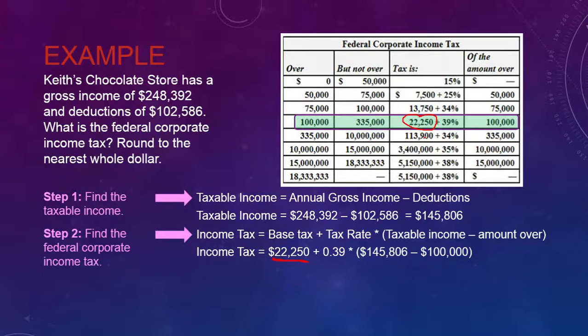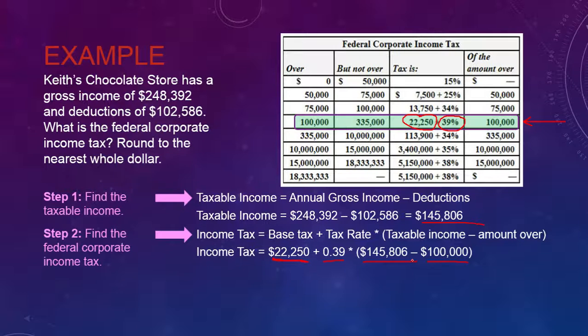The next step is converting the 39%. So 39% converted is 0.39 times the taxable income minus amount over. So look at what it says the amount over is. It is $100,000. That's why I put that in there. And the taxable income comes from the first step. That's why we needed to find what that is. So I plug in everything.